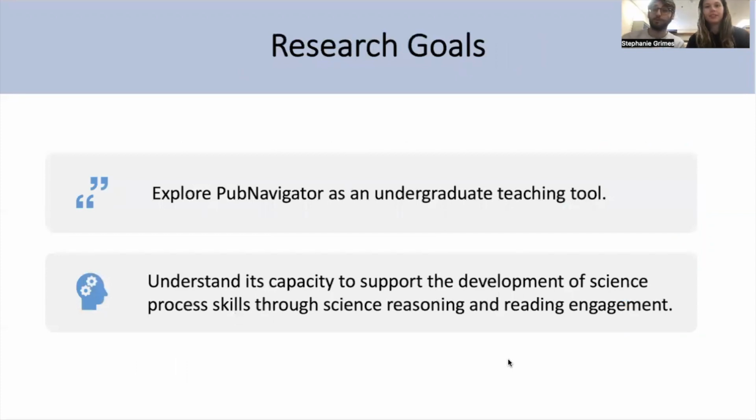So, what are our goals for the research? We wanted to explore Pub Navigator as an undergraduate teaching tool, getting students introduced to primary literature at a lower level so that when they reach primary literature, they're not completely lost. And we wanted to understand the capacity of Pub Navigator to support the development of science process skills through science reasoning and reading engagement. As they get practice with the Pub Navigator articles, students would get better at discussing science, arguing what's right or wrong, things like that.